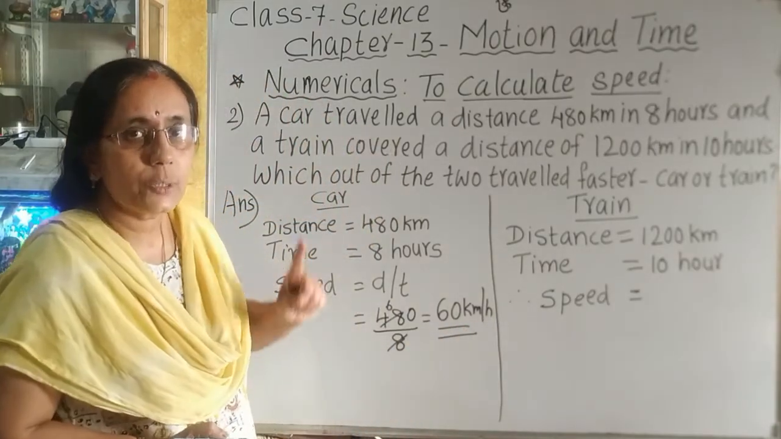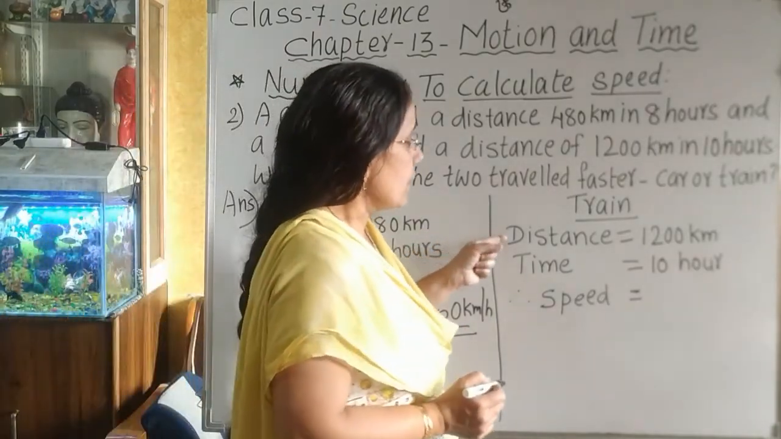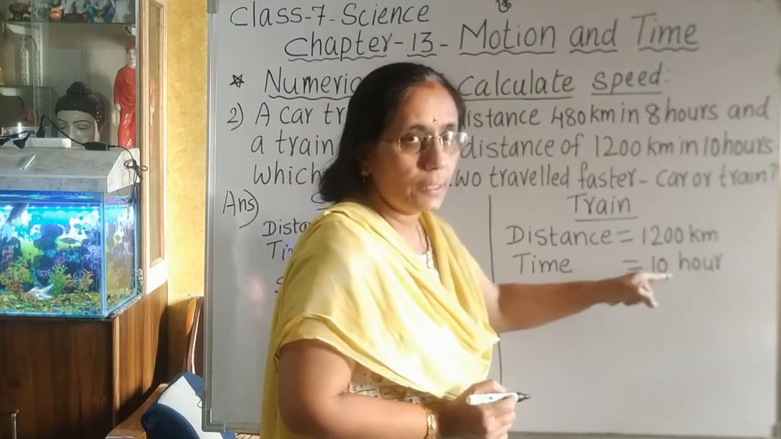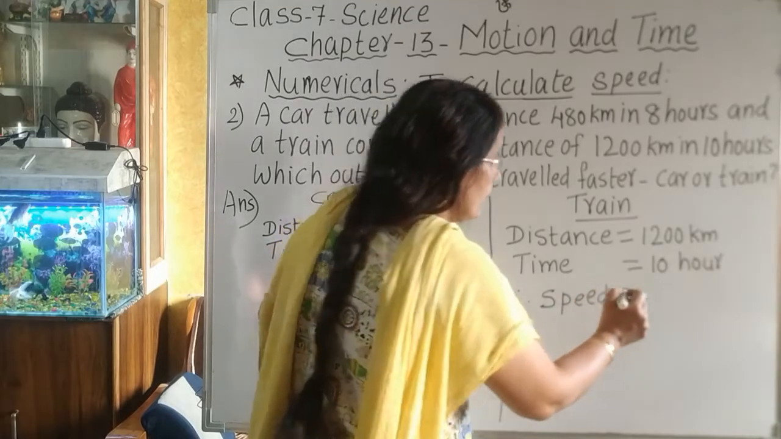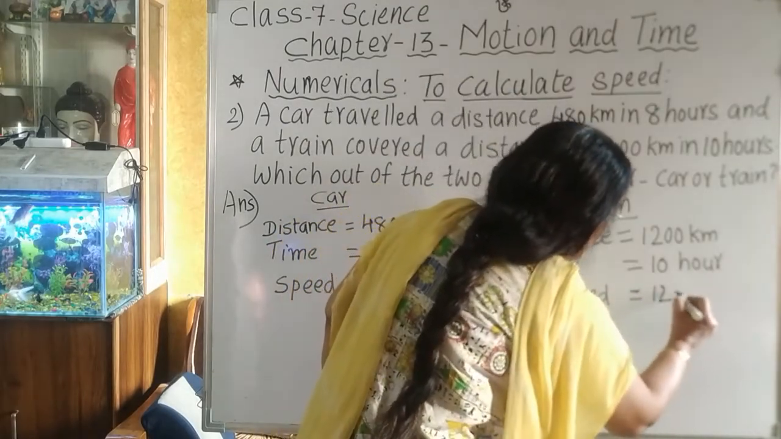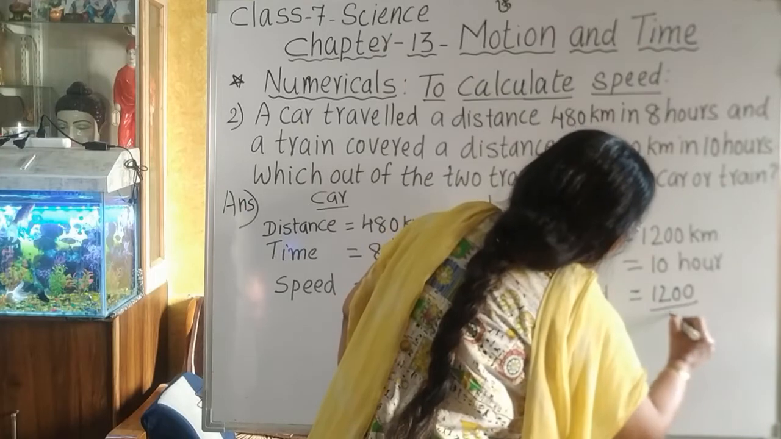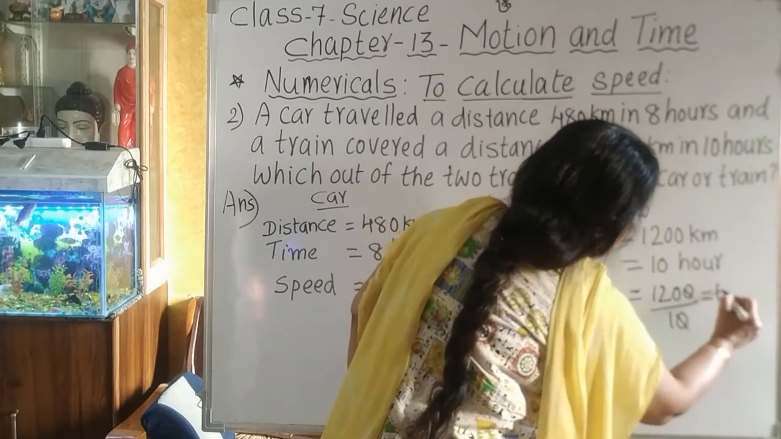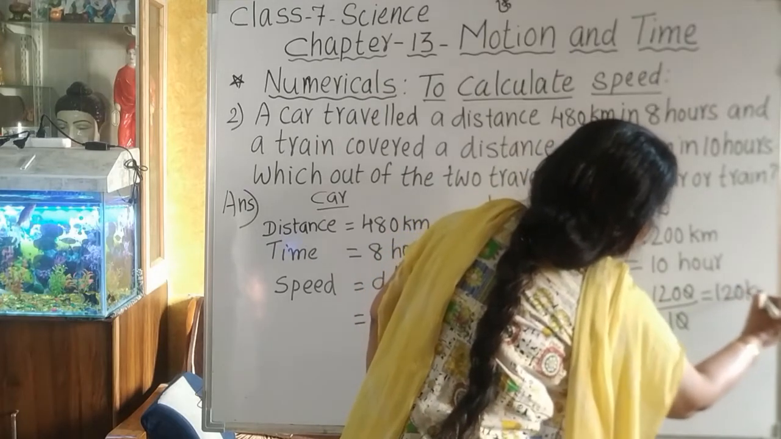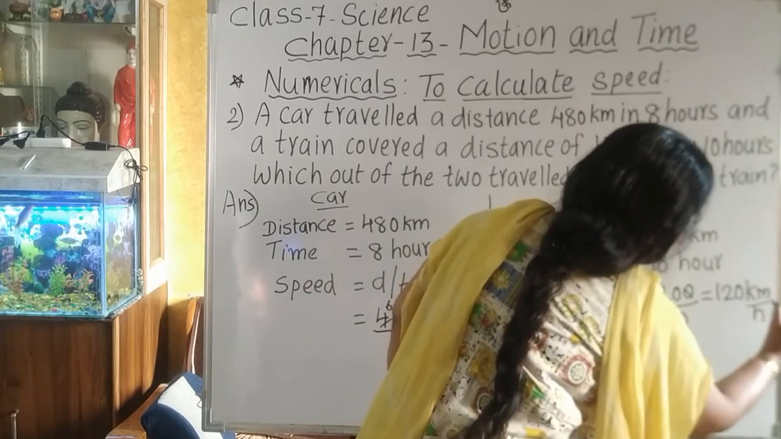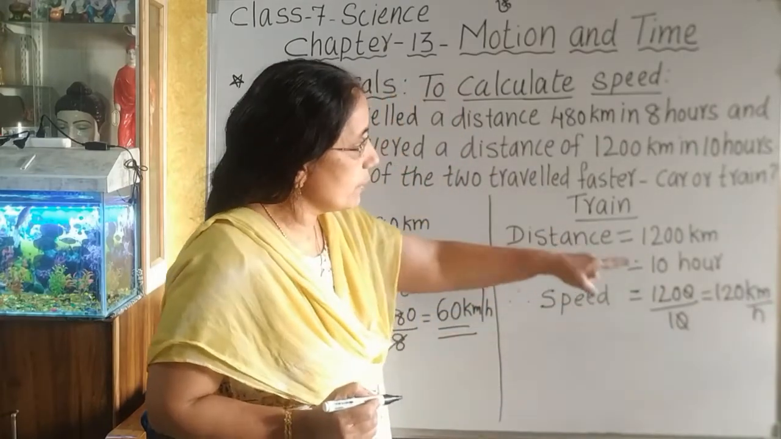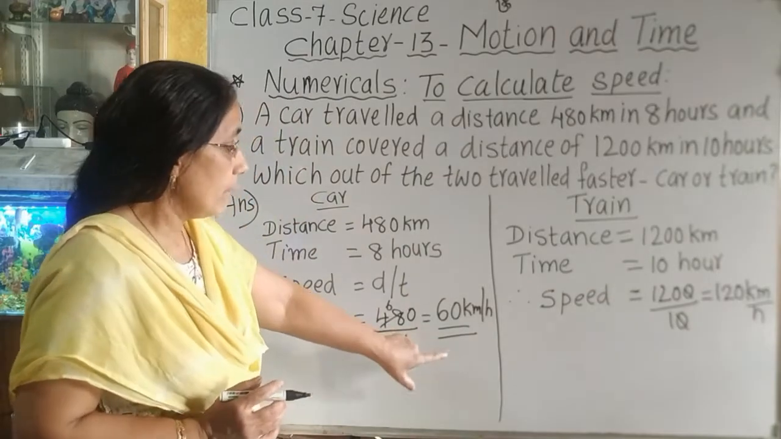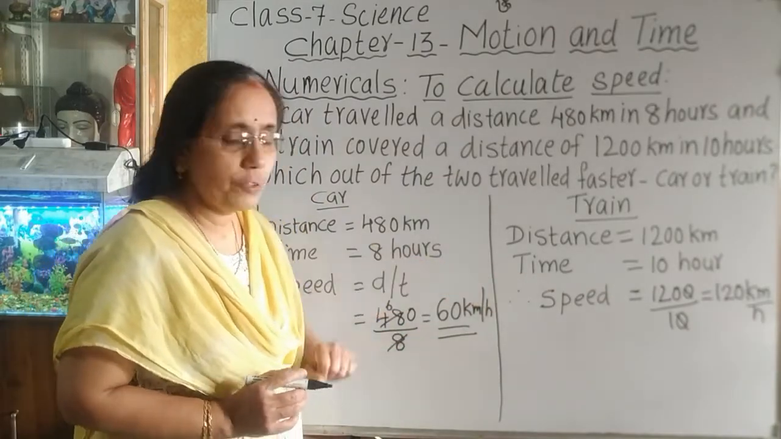Now let us find out the speed of the train. The distance travelled is 1200 km and the time taken is 10 hours. Therefore, speed is equal to 1200 divided by 10. So you will get 120 upon 1, which is equal to 120 kilometer per hour. So what is the speed of the train? 120 kilometer per hour.